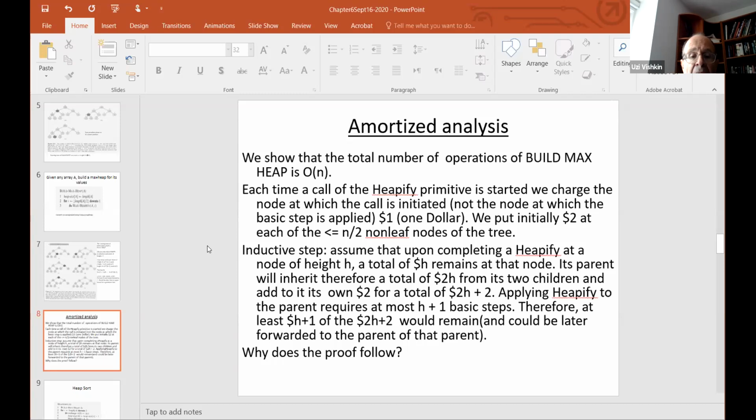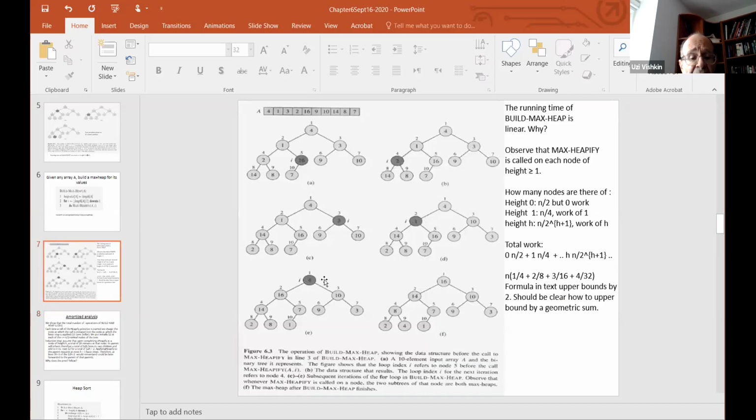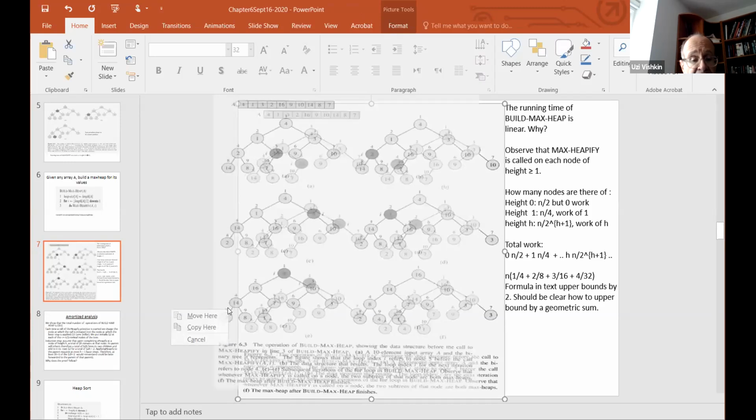So let me explain. The last round here, if I initiate it here, and it takes me 3 steps to get from the root to the node, because I apply heapify this way and this way and this way, I charge $3 to this node, to the root. So that's the important thing. Don't charge it locally, charge it to where the max heapify was initiated. So that's the idea.